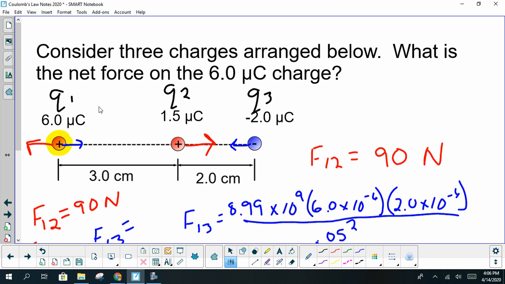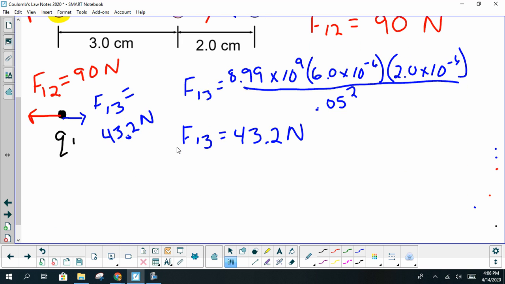All right, so the question asks us, what is the force that is on Q1 due to the other 2 charges? In doing that, we would need to look at our vectors. So we have 90 newtons pointed this way, and we have 43.2 newtons pointed this way. And since those forces are in opposite directions, they're going to have different signs. And that 90 newtons is negative since it's pointed to the left. So the force that is on object 1 will be the difference between our 90 and our 43.2 newtons.